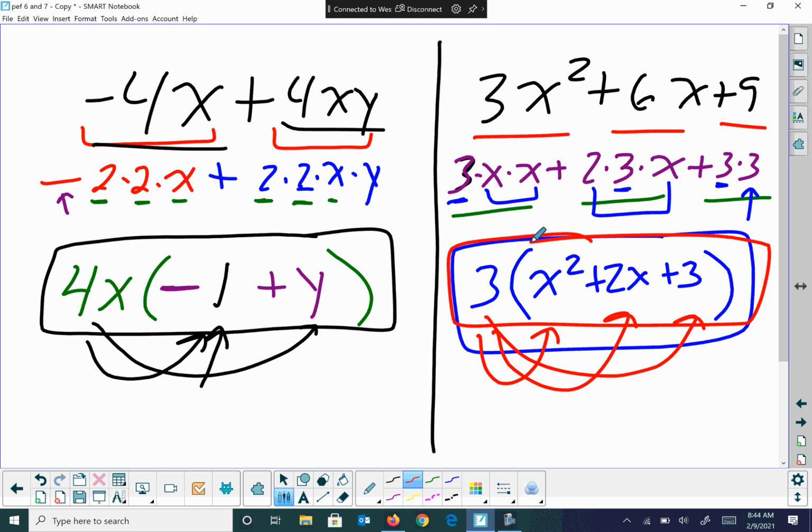We factored out a greatest common factor. So we undid the distributing.